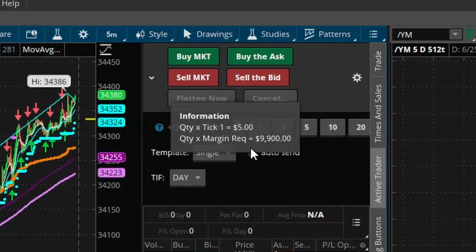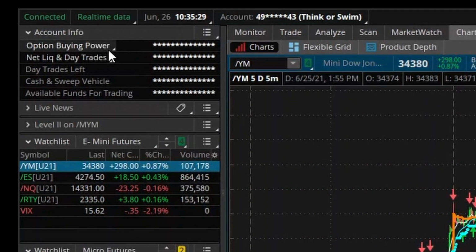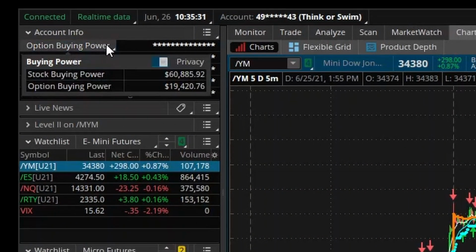Essentially, you will probably focus on the margin requirement first, because this can be a very confusing number. You may be confused about exactly what that means. If we look to the left here, under the buying power, there are two numbers: the stock buying power and the option buying power. To make it easier to understand, it's really the option buying power number that you're looking at. That's what you need to reference for how much you can afford.